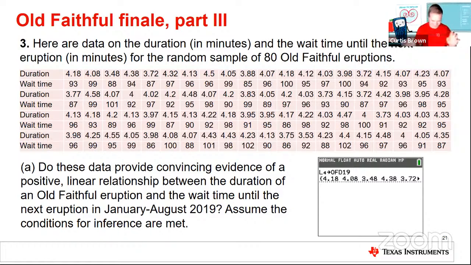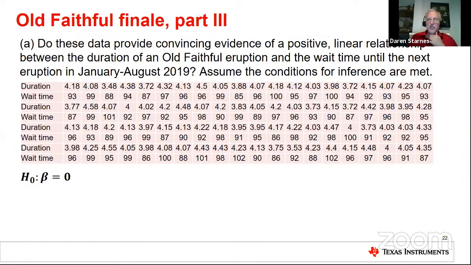So here, I've had to add a list 4. This is where I'm going to put my durations because I didn't have those in my calculator before. So I've inputted the durations. I was only focused on wait time in the previous 2 example questions. All right, so we're assuming the conditions are met.